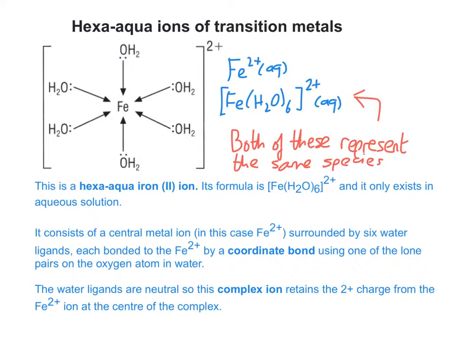So it can be written one of two ways. The second way that shows the water ligands is slightly more informative in that it tells you that there are 6 water ligands coordinately bonded to a central iron ion. But when you see Fe2+ in aqueous solution written the first way, it means exactly the same as [Fe(H2O)6]2+ aqueous.